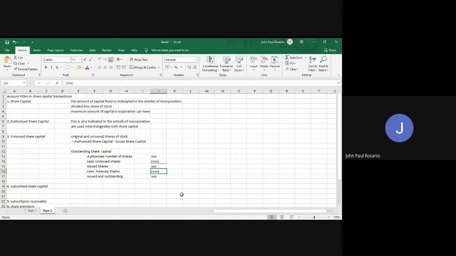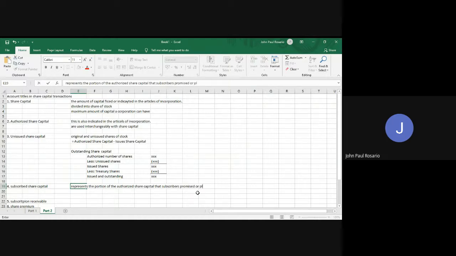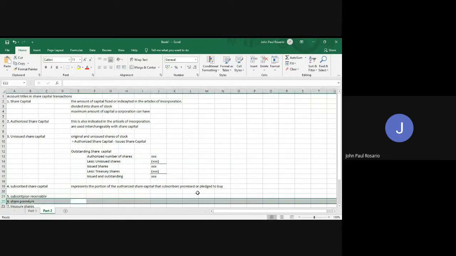Now let's go to our subscribed share capital. So this represents the portion of the authorized share capital that subscribers promised or pledged to buy. So meaning, once they subscribe, they pledged to buy. So it is merely reserved, meaning it has not been paid yet.